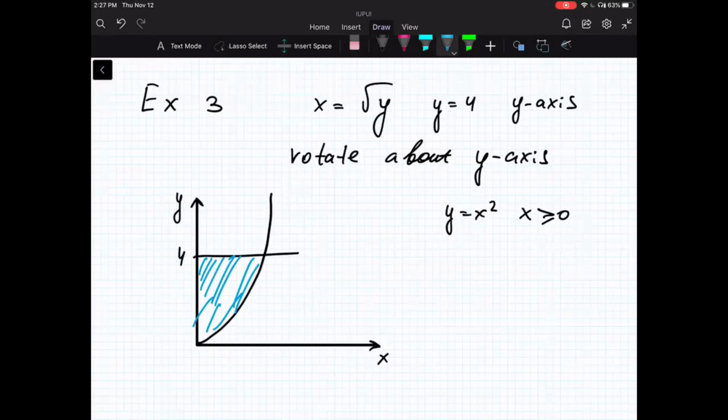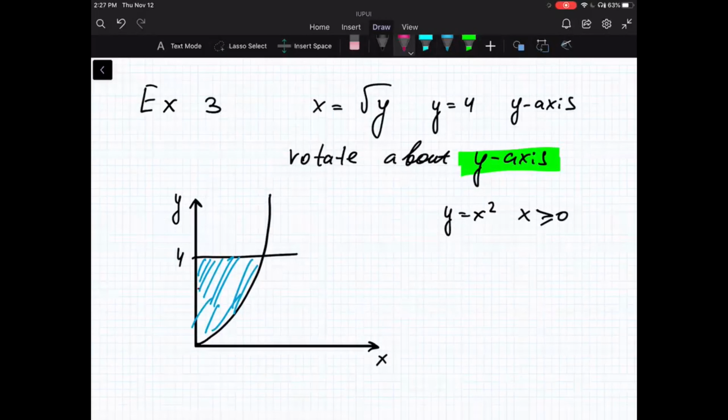But this time, I want to rotate about not the x-axis, but the y-axis. In this case, we need just to interchange the roles of x and y. And so we need to draw a typical element, which is not a vertical rectangle, but rather a horizontal one. That we also did when we discussed areas of a function expressed as a function of y rather than x. So here's my typical rectangle. Now it's a horizontal one. So its thickness is dy, while its length is x of y.